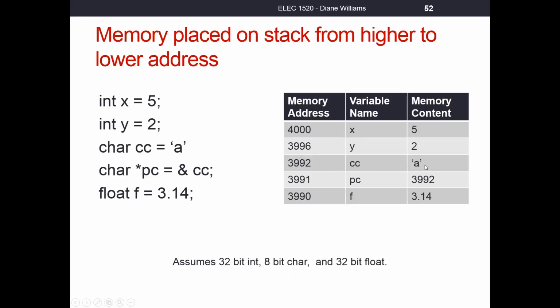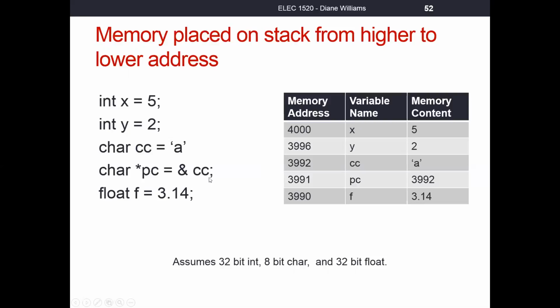That memory space will be initialized to the character A. It only takes up 1 byte of memory, right? A char is 8 bits, so it takes up 1 byte. Now I'm going to create a pointer to a char. So star PC, the star here says declare PC as a pointer to type char.